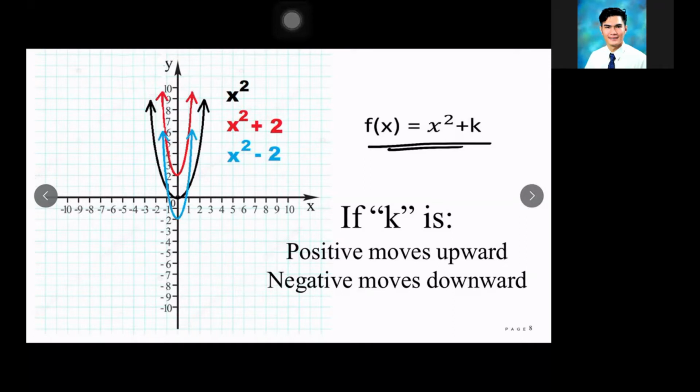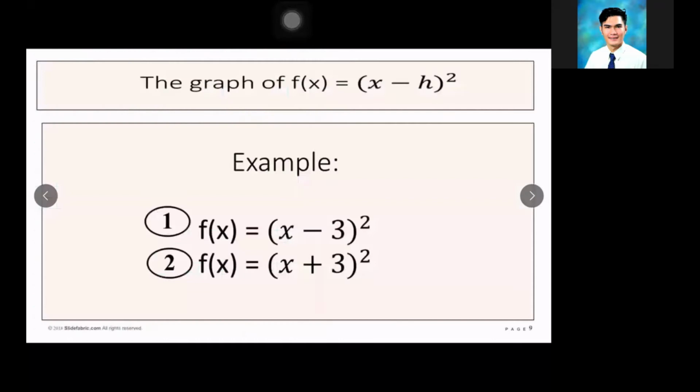So now we will be talking about the last behavior that can occur in our graph. Let us talk about our third expression or function: the graph of f(x) = (x − h)², where we now have the involvement of letter h. What happens here is we subtract or add numbers to the x itself before we square. In this example, we have our number 1 and number 2.